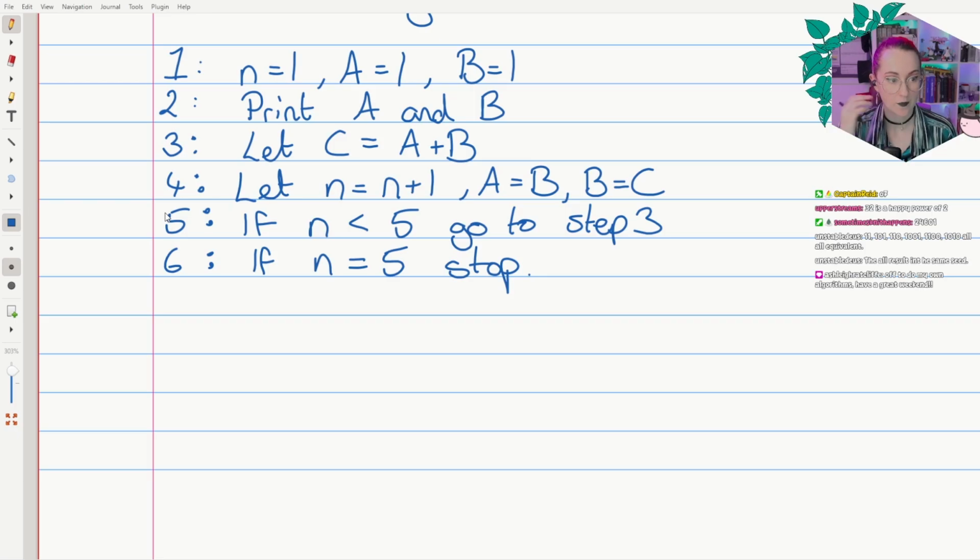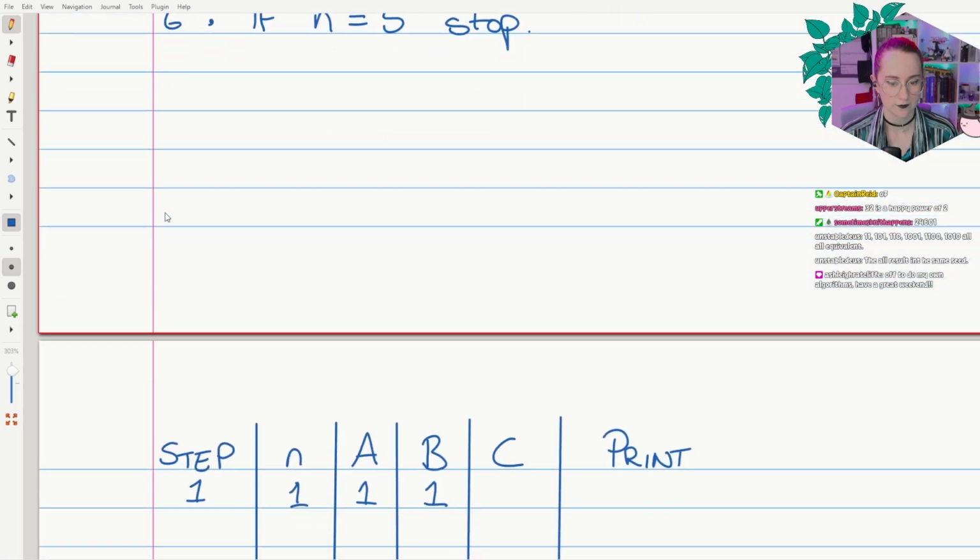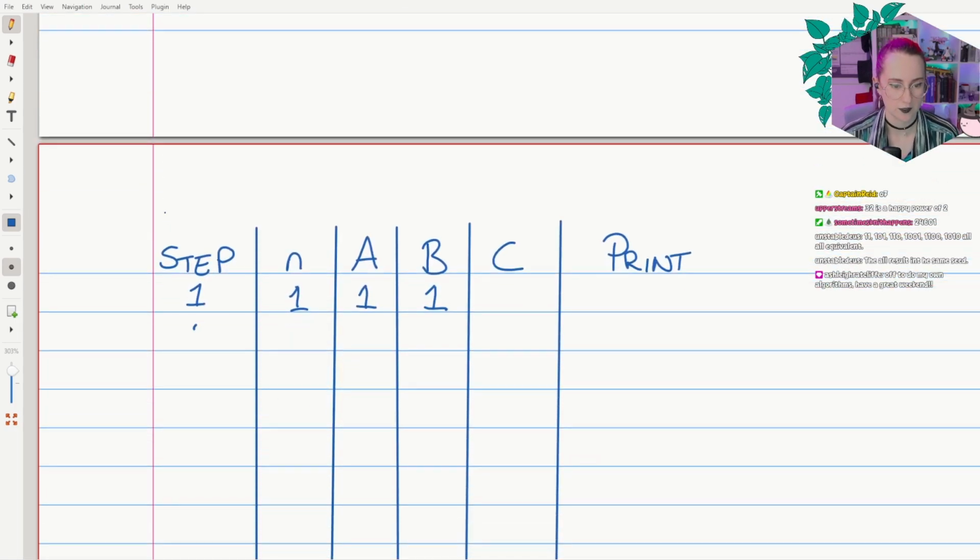We're going to print A and B for step 2. So step 2, I can just do it here. Print A and B. So A is 1 and B is 1. So we take the value from the box A and put it in print. Same with B. Step 3 was let C now be the sum of A and B. So we take A and B, which is 1 plus 1. So C is going to be 2.